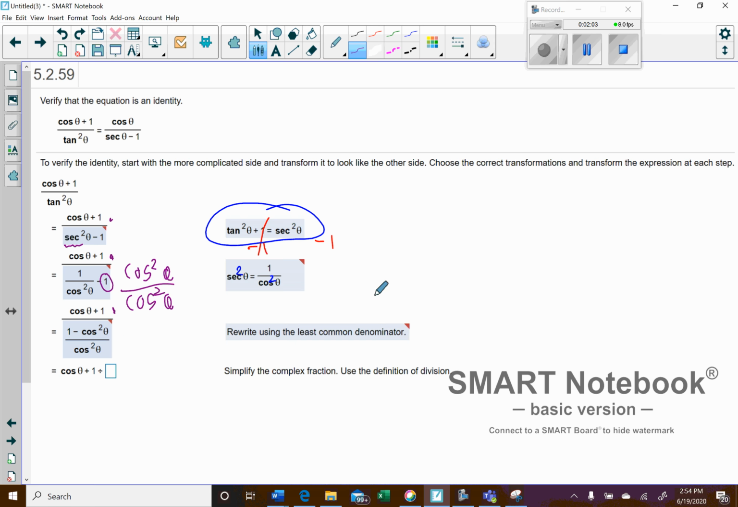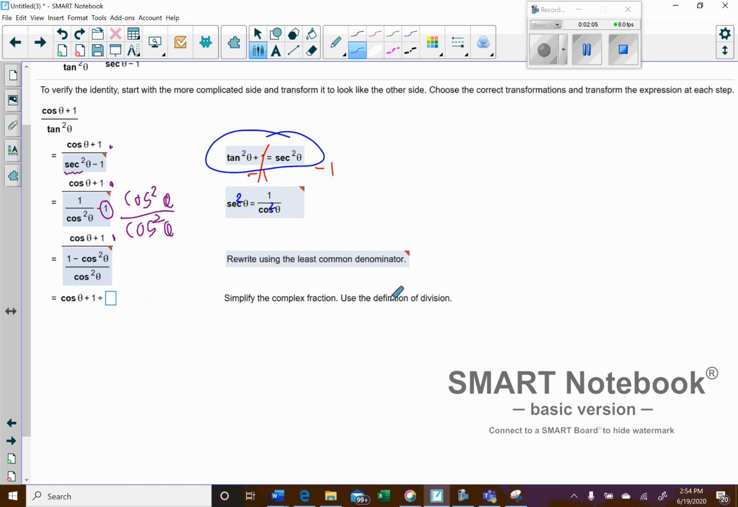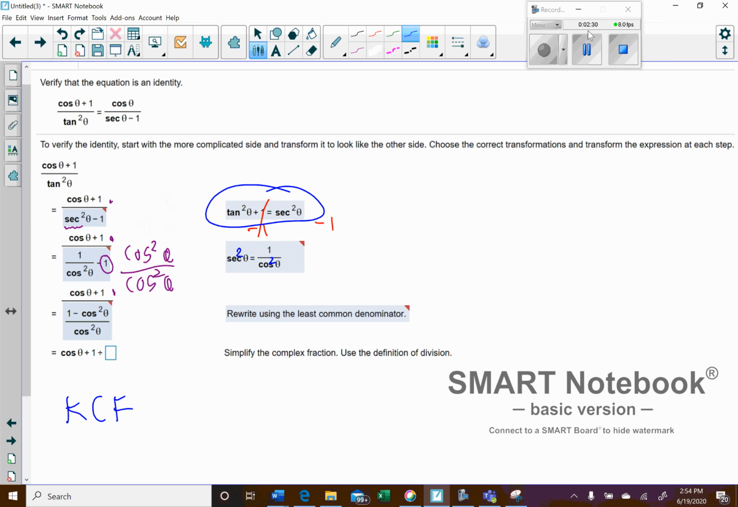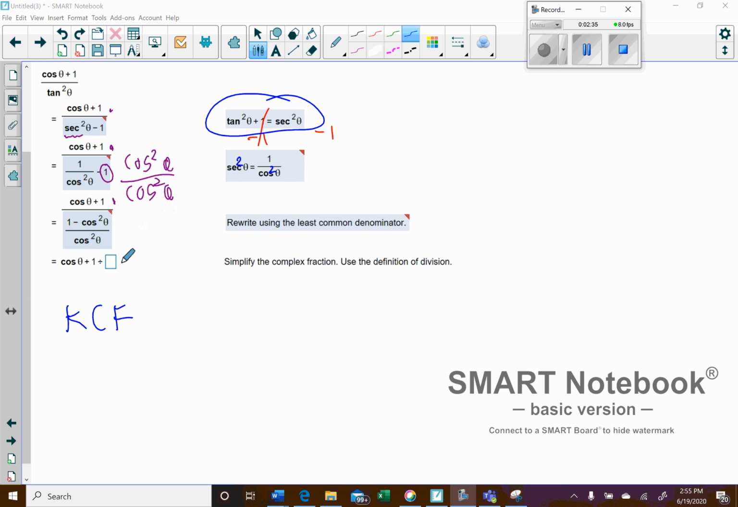Then the last step right here, I like to call it keep, change, flip. Keep, change, flip. So you keep the numerator as cosine theta plus 1. You change it to, oh wait, let me see. Maybe they're doing something different here. I would do keep, change, flip. Let's see. Let me scroll up here for a second. Okay, so keep, change, flip is what they're going to do. I think maybe they're just drawing it out into a couple extra steps.